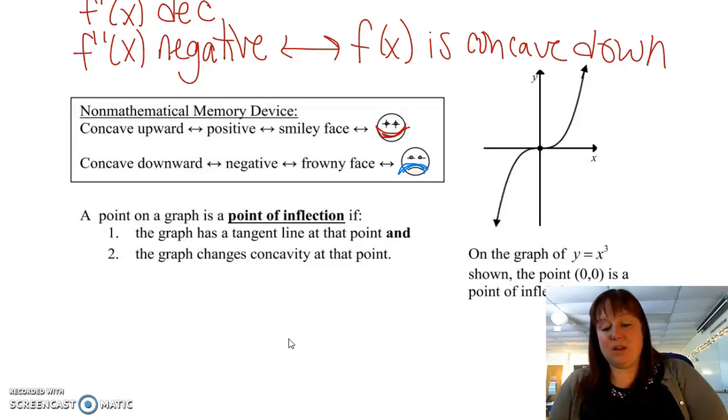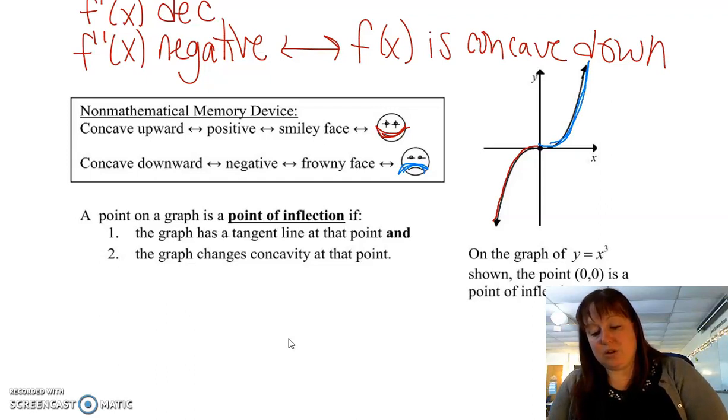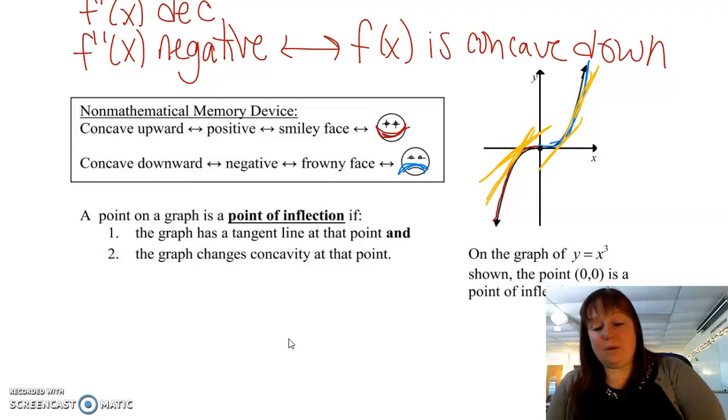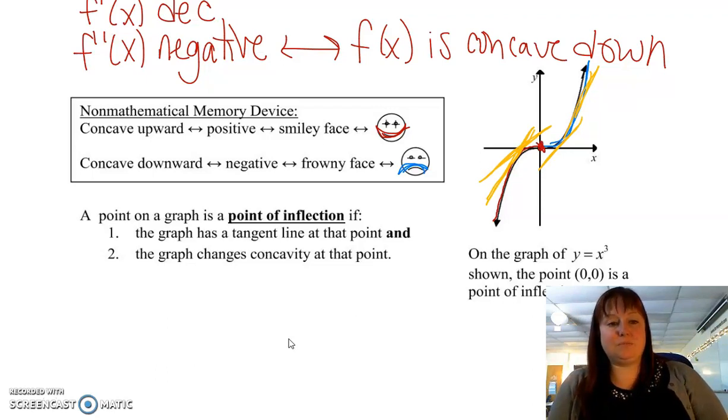So if we look at this one, you see how this is concave down, concave down, concave down, concave down, and then at this point right here, it's now concave up. The way you can tell is by looking at the tangent lines. These tangent lines are above the graph. Every point here has a tangent line that's above the graph. And then when we get over here, the tangent lines are below the graph. That makes it concave down, or concave up. That's not confusing. Okay, so this point right here is a point of inflection at (0, 0).